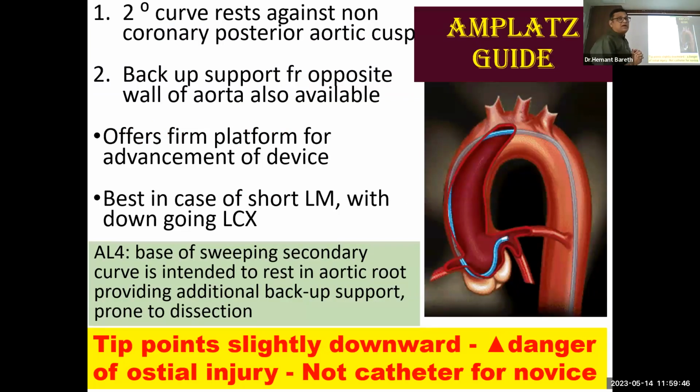Now coming to this M-class guide. So now you know, it is taking support from the root of the aorta, it is taking support from the contralateral wall, right? And the curve is also changeable. So depending on the coronary, it can open up, it can be like this, whatever. So the secondary curve rests against the aortic cusp, taking backup support from the contralateral wall.